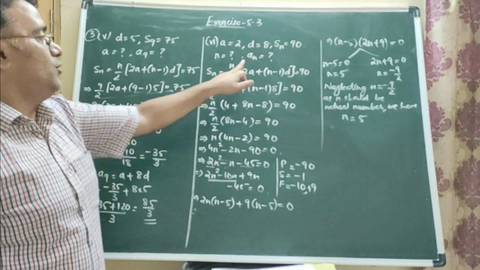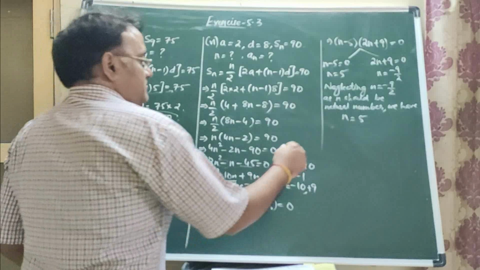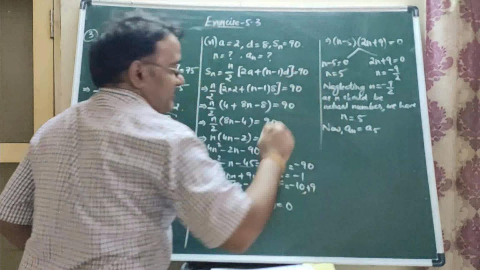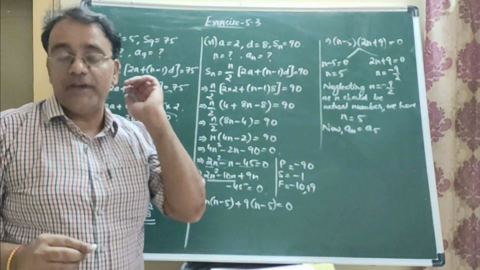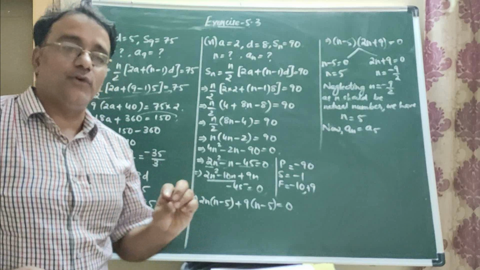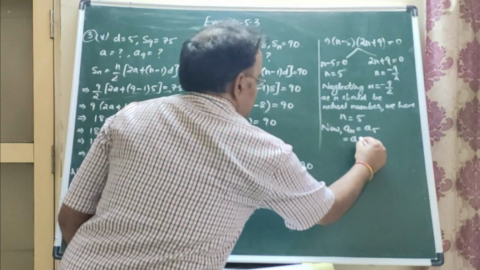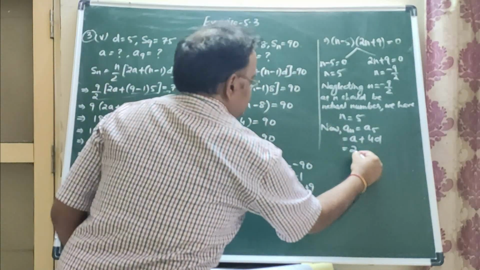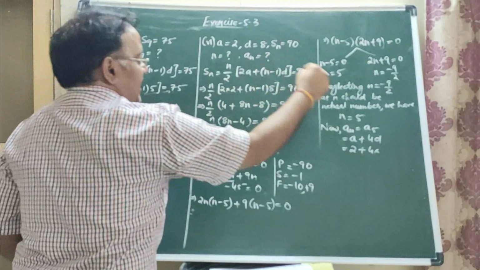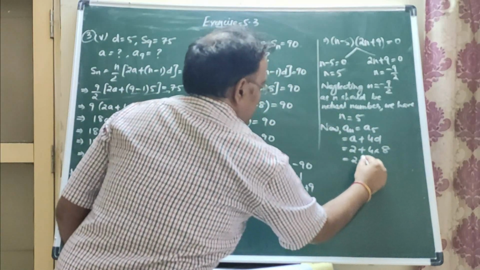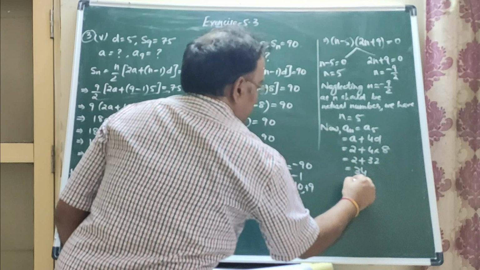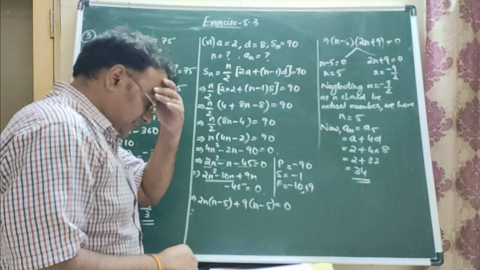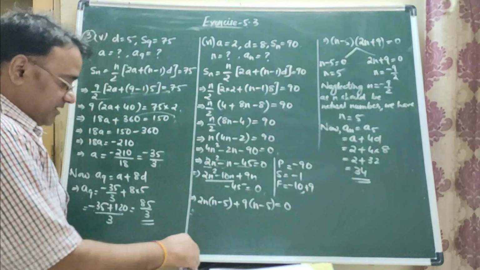n निकल गया. Now we have to find an. Now an means a5. Now how we can write a5? a plus 4d. This is equals to a plus 4d. a का वैल्यू क्वेश्चन में दिया हुआ है 2 and the value of d is 8. So 2 plus 32 will get 34. Okay, now question number 6 is over. 6th bit हो गया. अब 7th bit करते हैं हम लोग, right?